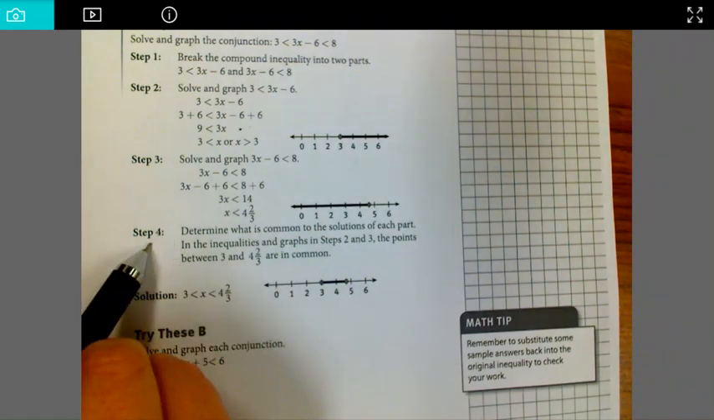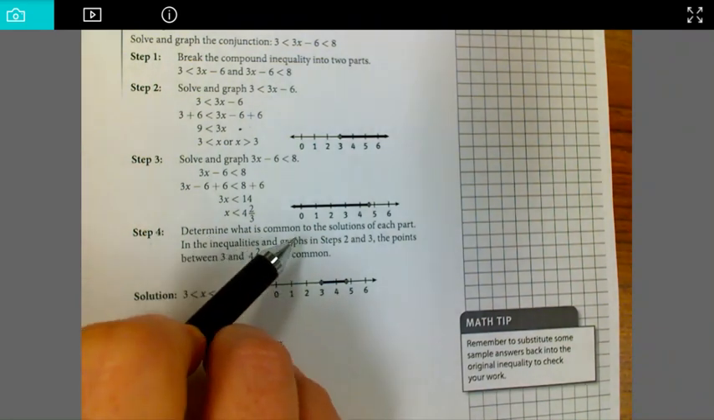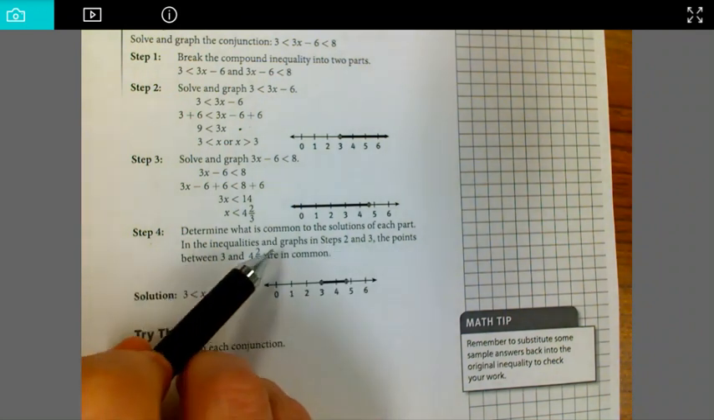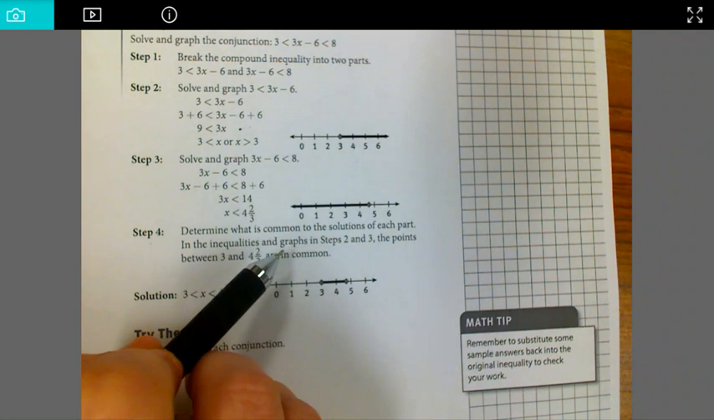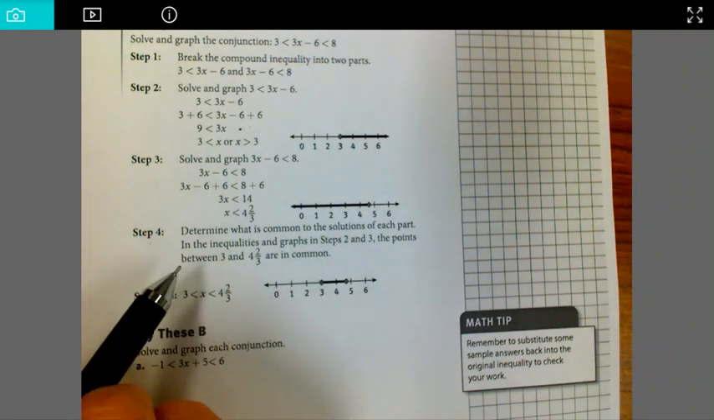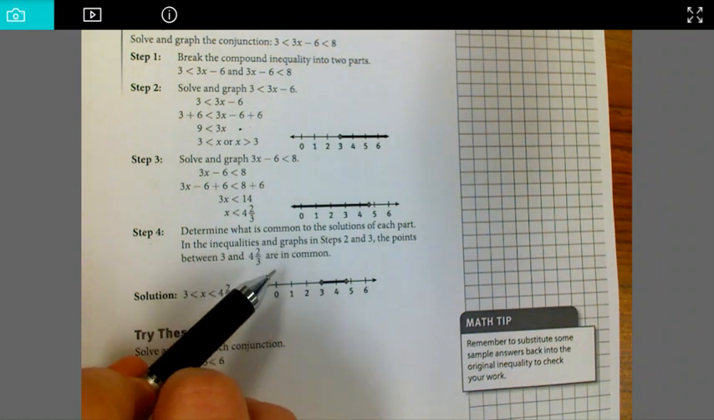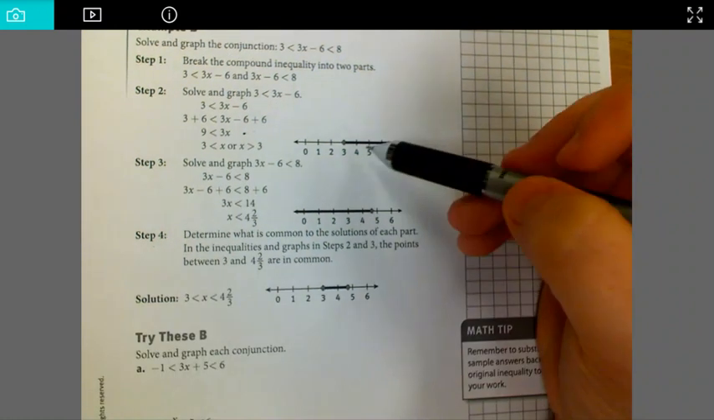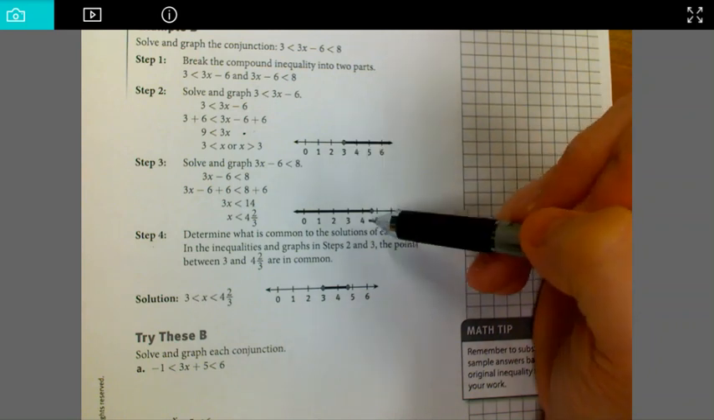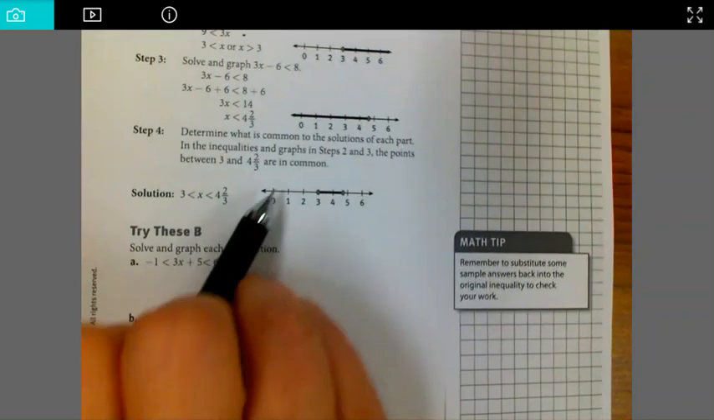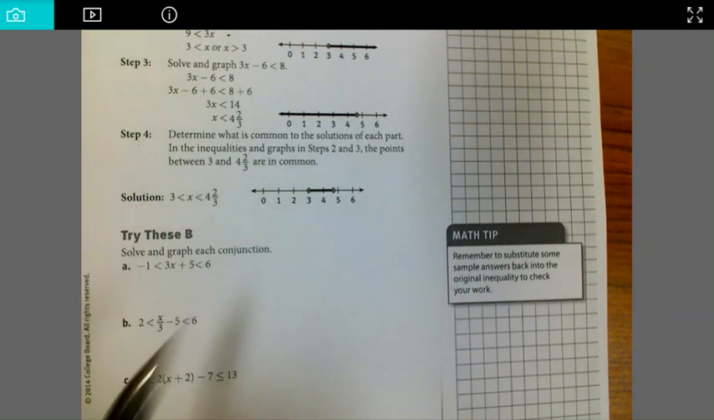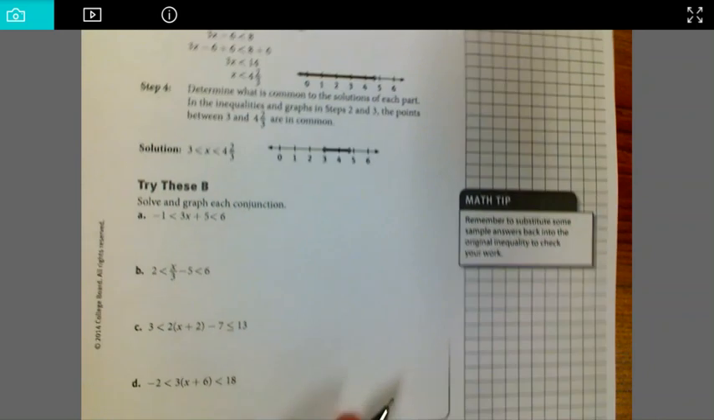Now it says step 4, determine what is in common to the solutions of each part in the inequalities and graph steps 2 and 3. The points between 3 and 4 and 2/3 are in common. So notice they only did that overlap section. So between 3 and this 4 and 2/3. So they had an open circle at 3, an open circle at 4 and 2/3, and everything in between.